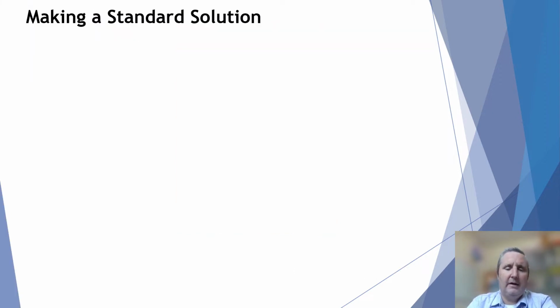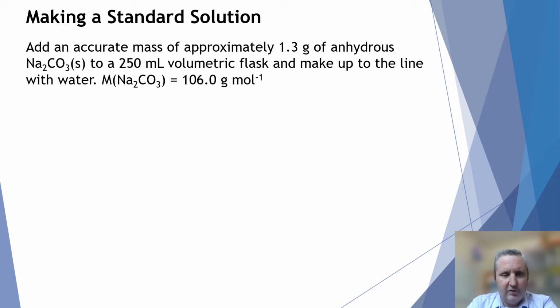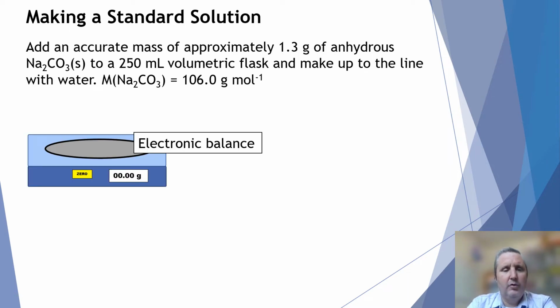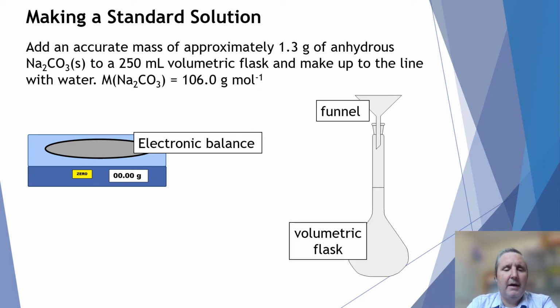So to make a standard solution, the first thing that we need to have is an accurate balance or a set of scales. The set of scales should measure to at least 2 decimal places. So here we've got the electronic balance. The next thing that we need is a funnel, and we place that on top of a volumetric flask.